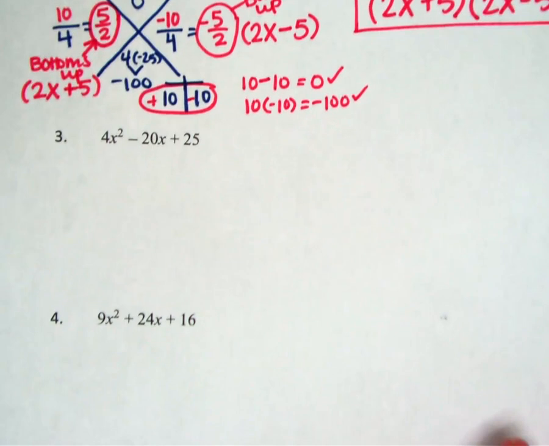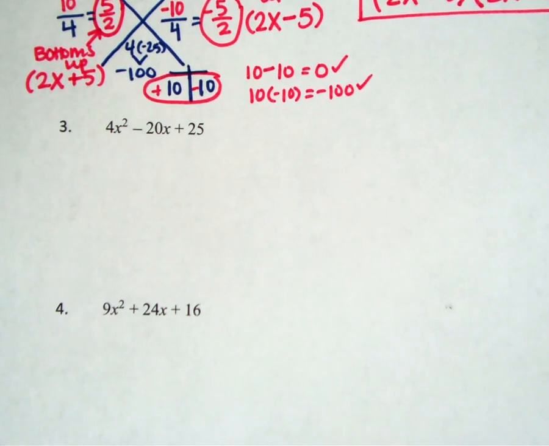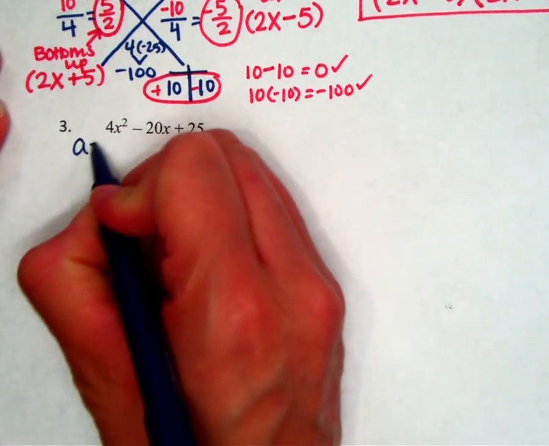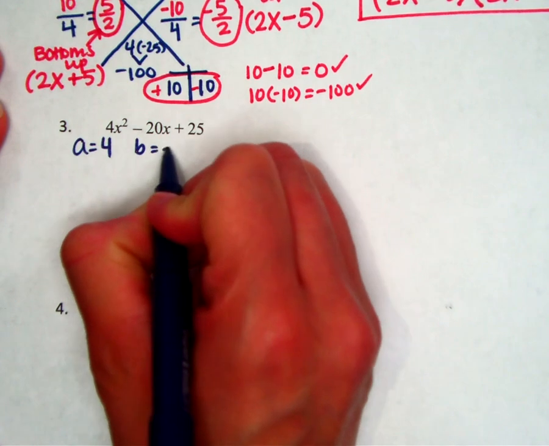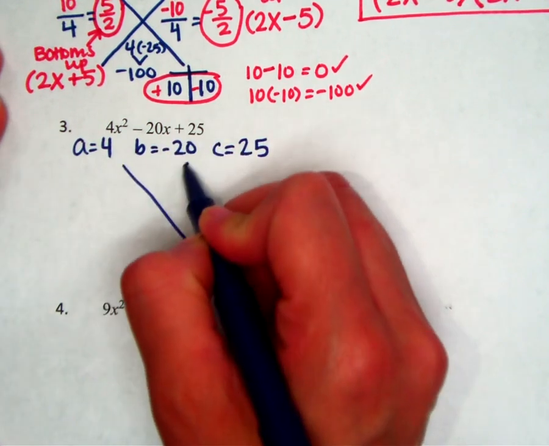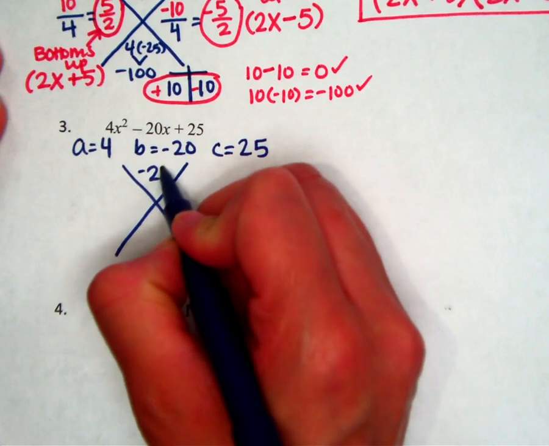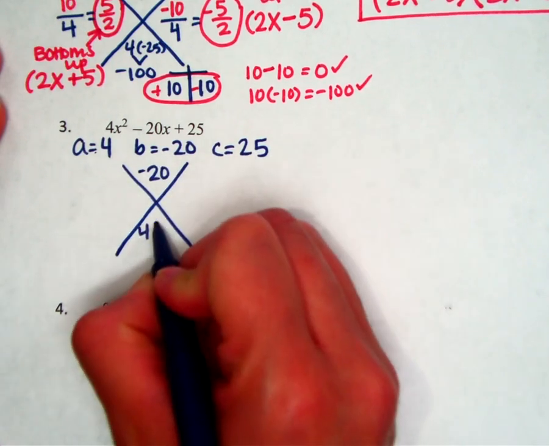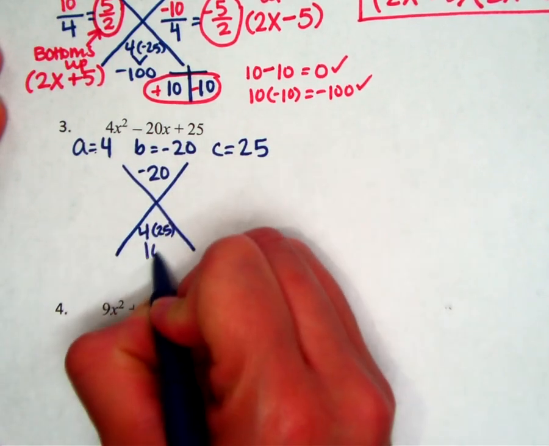In the next example, we are looking at four x squared minus 20x plus 25. So in this one, you're going to do the same process. A equals 4, b equals negative 20, and c equals 25. Draw your x. B goes on the top, negative 20. A times c goes on the bottom. 4 times 25 goes on the bottom, which is 100.